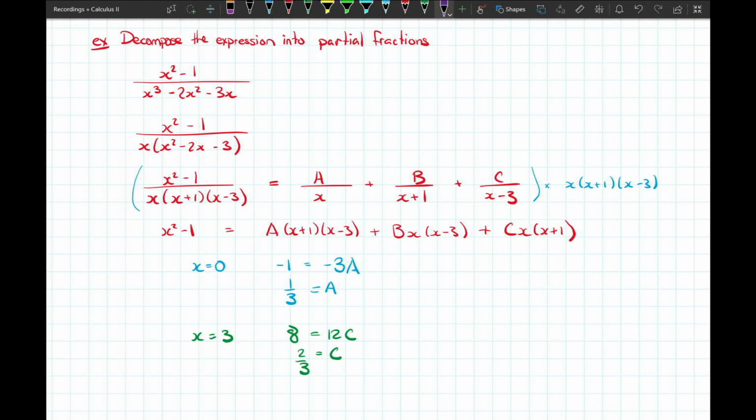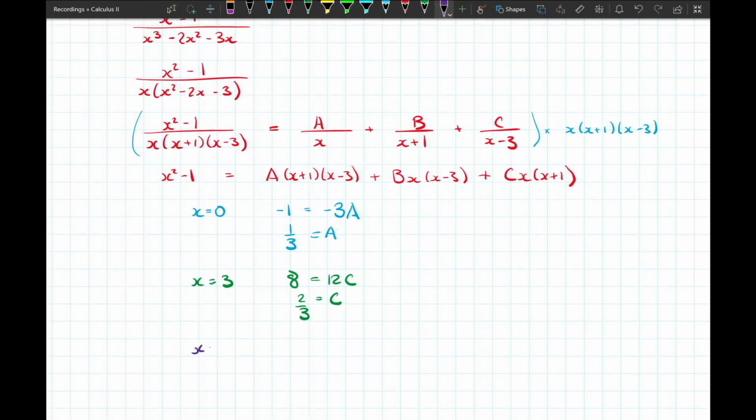Last but not least, I'm just going to pick one more value for x and make it so that I can solve for b easily. I don't want to choose 0 or 3, but I want to choose x equal to negative 1 in this case because that is going to end up having two of the terms become 0 wherever I see factors of x plus 1. On the left-hand side of the equation, negative 1 squared minus 1 is equal to 0. I will have 0a, I'll have 0c, but if I plug negative 1 into b, I have b times negative 1 times negative 1 minus 3. That's negative 4 times negative 1. That is going to be 4b. But if 0 equals 4b, then b must equal 0.